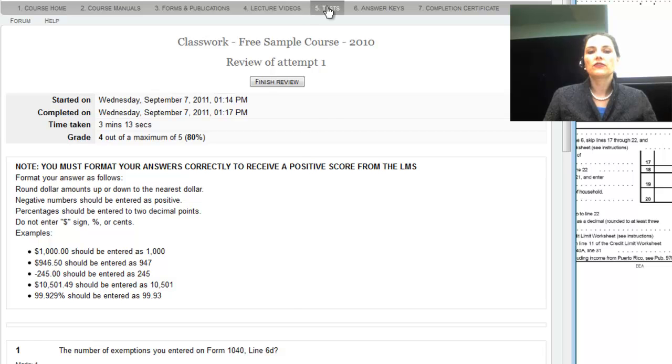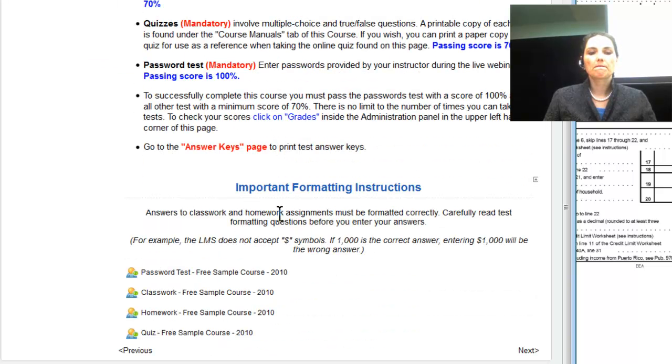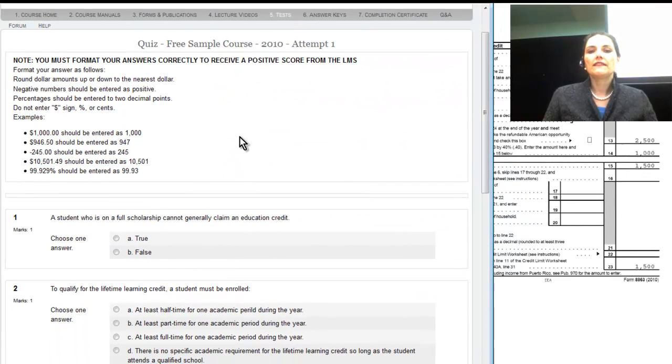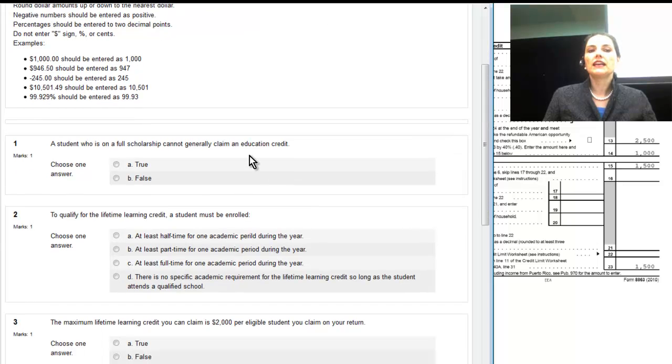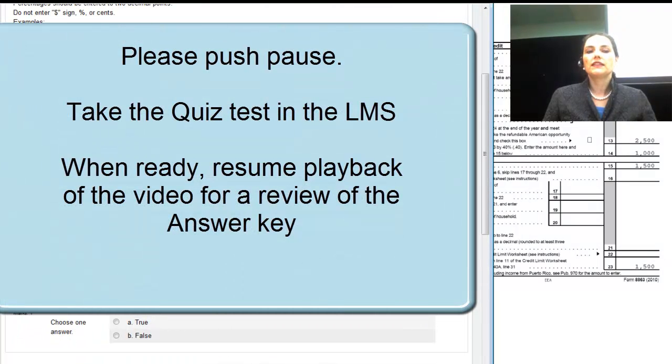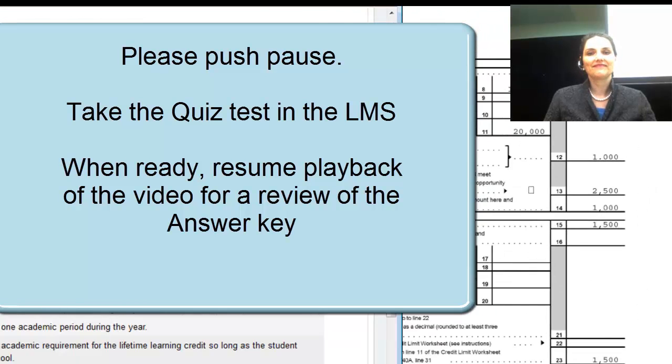I'm going to go now and take the quiz test. The quiz test is a multiple choice true-false type format. At this point, I would like you to go to the LMS and take the quiz. You can see the questions that are entered. There are a total of 6 quiz questions. Please push pause at this point, go to the LMS, and take your quiz. When you have finished taking your quiz, please resume video playback for a review of the answer key to the quiz.